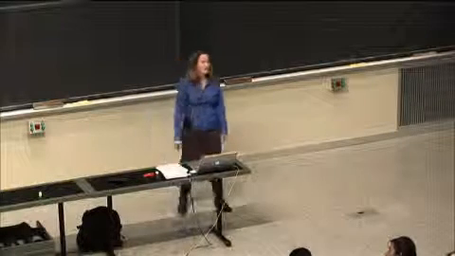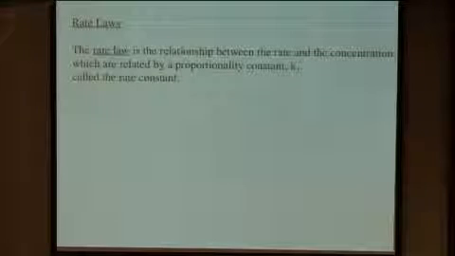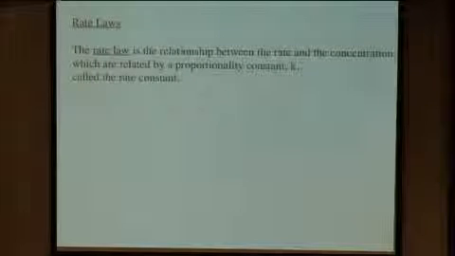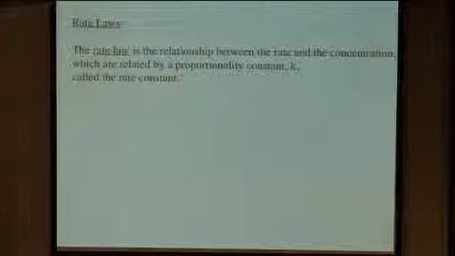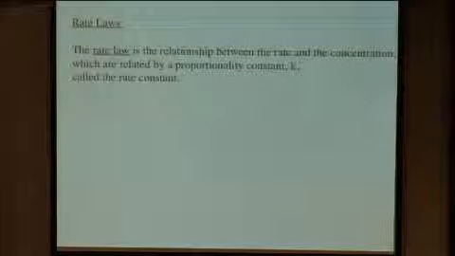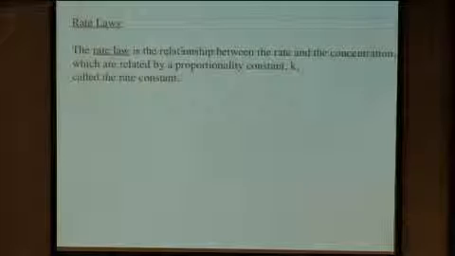All right, so now we're going to talk about rate laws, which are slightly more complicated than rate expressions. So a rate law is something you come up with experimentally, and it's the relationship between the rate and the concentration. So we're going to introduce a term called the rate constant, which is a small letter k. And so the rate constant is going to tell you about the relationship between the rate and the concentration of your reactants in a reaction.